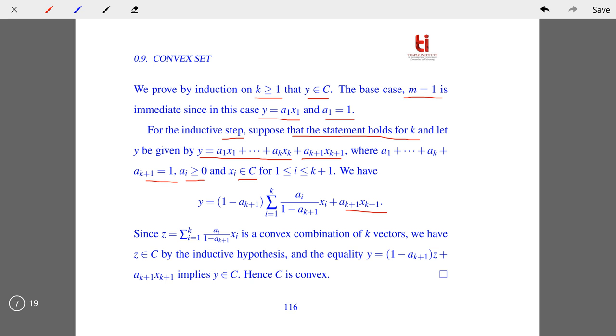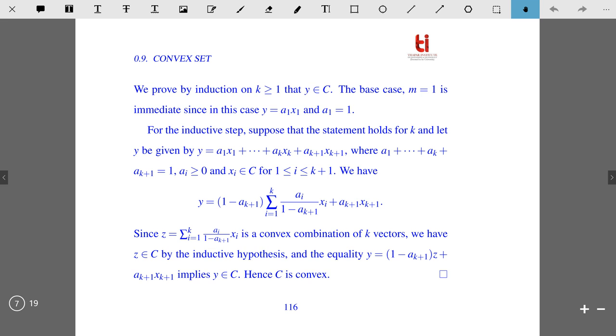And since z, which is equal to the summation of ai upon (1 minus a(k+1)) xi, is a convex combination of k vectors, we have z belongs to C by the inductive hypothesis. And the equality y is equal to (1 minus a(k+1)) z plus a(k+1) x(k+1) implies y belongs to C. Hence, C is a convex set.